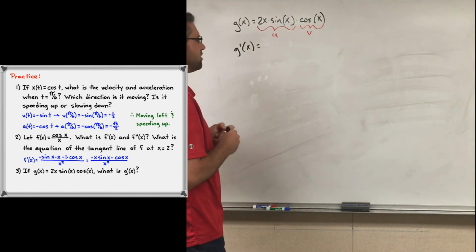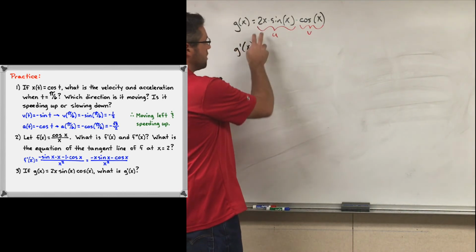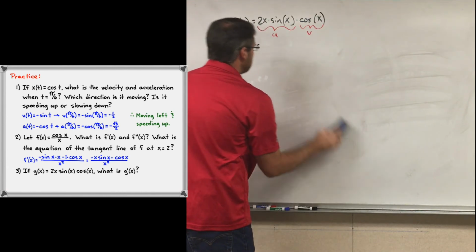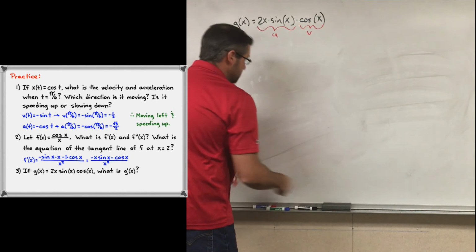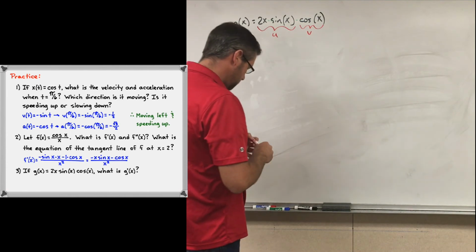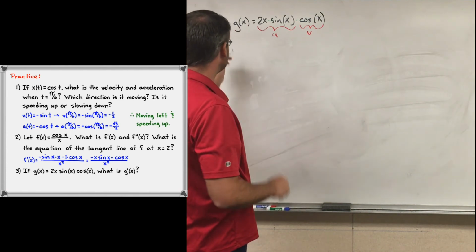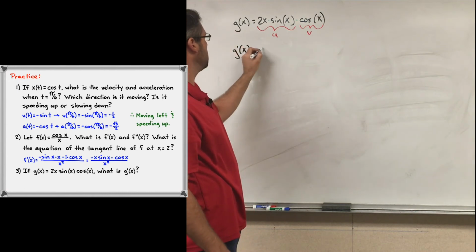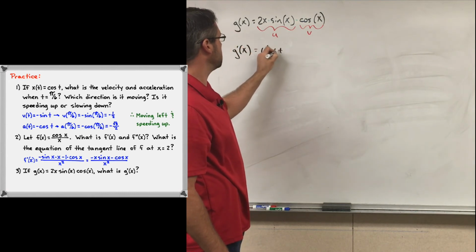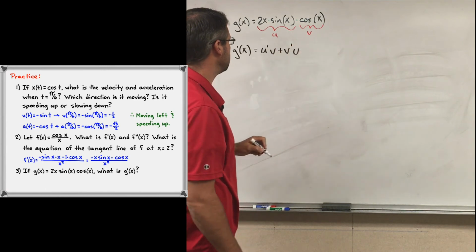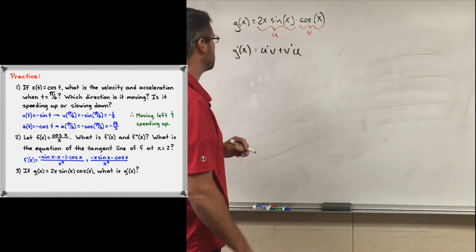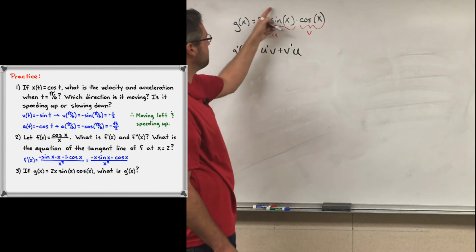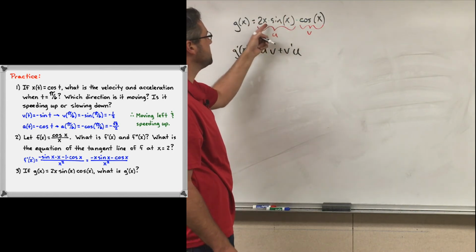Now, you could have broken this down any way you wanted to. You could have called 2x u and then all of this v if you wanted to. But I'm going to break it down like this. And so if I want the derivative of g, that's going to be equal to u prime v plus v prime u. Right? That's the product rule. Well, to figure out what u prime is, I've got to figure out the derivative of this, which is another product rule.